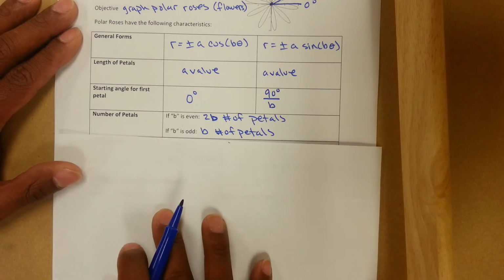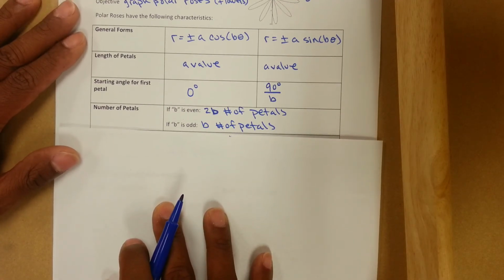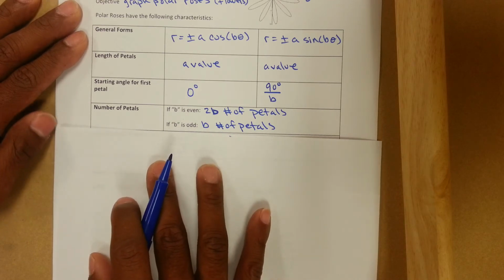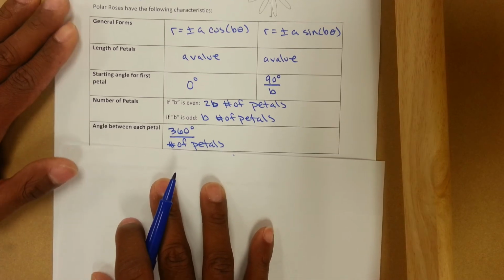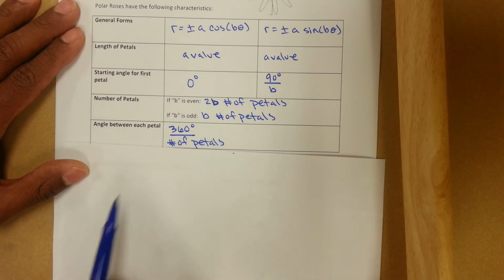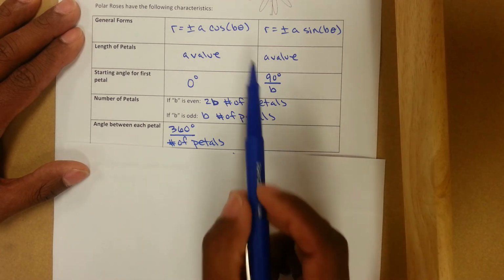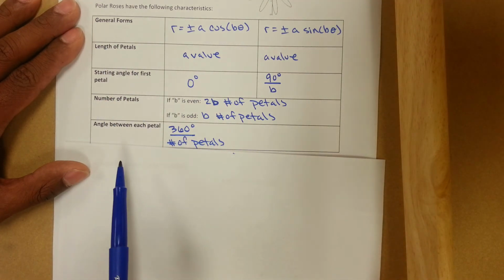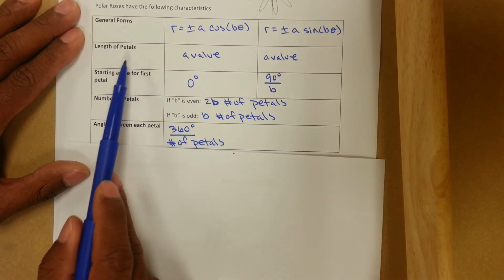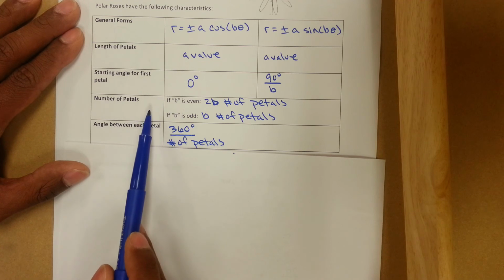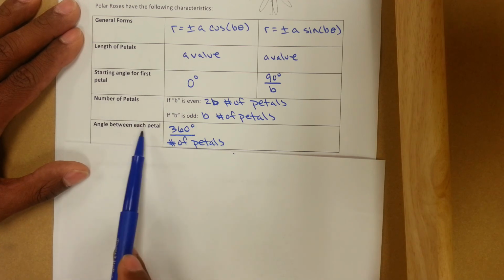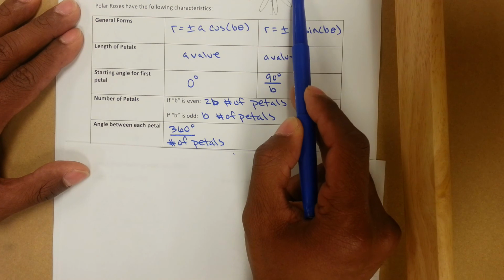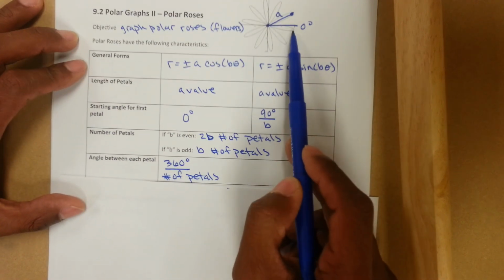Now, the final thing you need to figure out in order to draw your flower is the angle between each petal. The formula to figure out the angle between each petal is 360 degrees divided by the number of petals you have. So in order to graph a polar rose, these are the 4 things you need to figure out: the length of the petal, the starting angle, how many petals you actually have, and the angle between each petal. In other words, what is the distance from one petal to another petal.